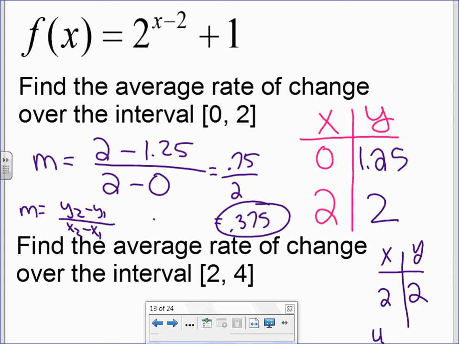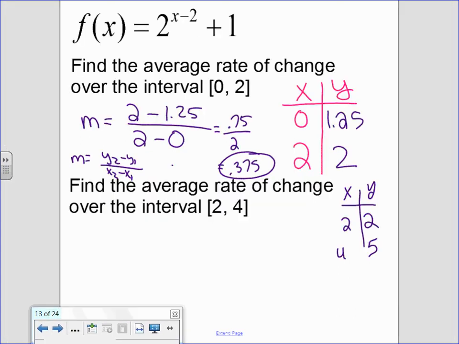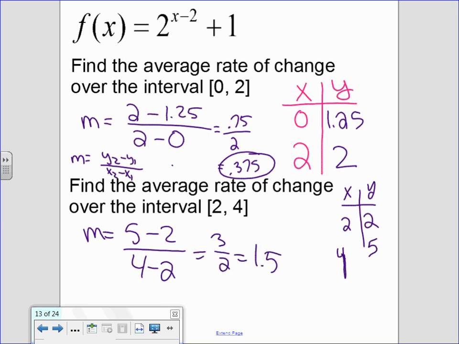What is it? I had changed my equation. 5? Okay. And now we're ready to do our formula. So that's a 4. y2 minus y1 over x2 minus x1. So 3 over 2 is 1.5. So it is getting steeper. It's that exponential growth curve.